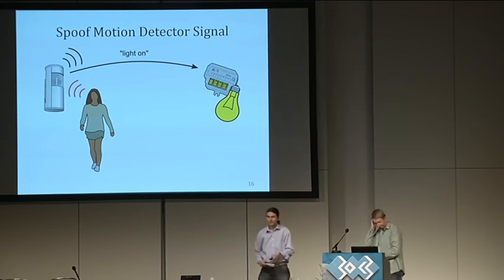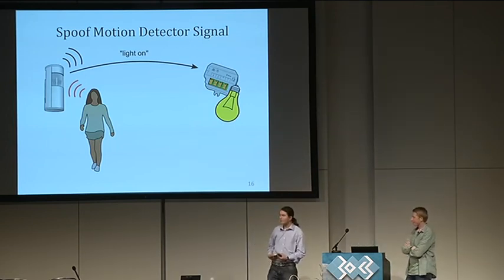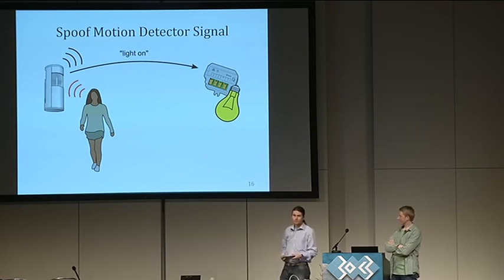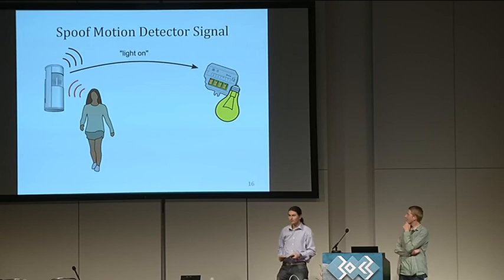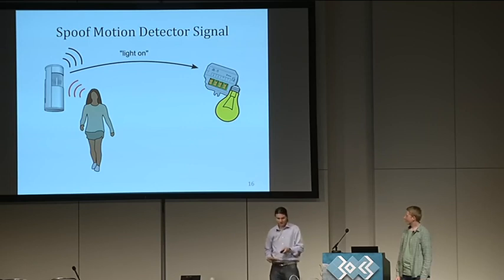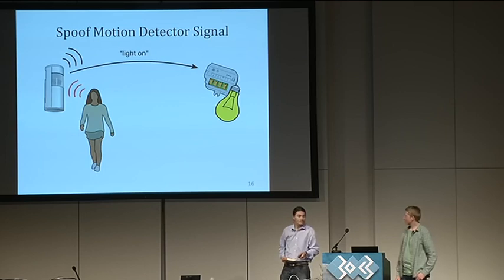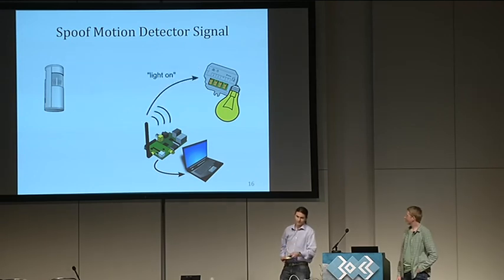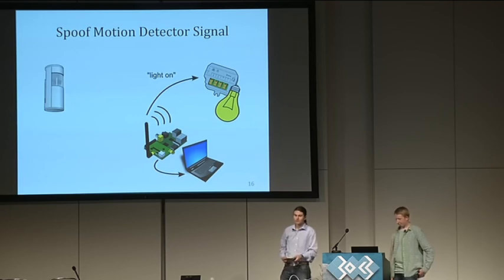Our first attack is not much more than copy-pasting a motion detector packet. For this, we need two pieces of information. The first is the address of the motion sensor used, and the second is the address of the switch. Now, for that, we need to sniff one packet containing both addresses, and then more or less copy-paste this packet and send it to the switch, and the light goes on without the motion detector detecting any motion.